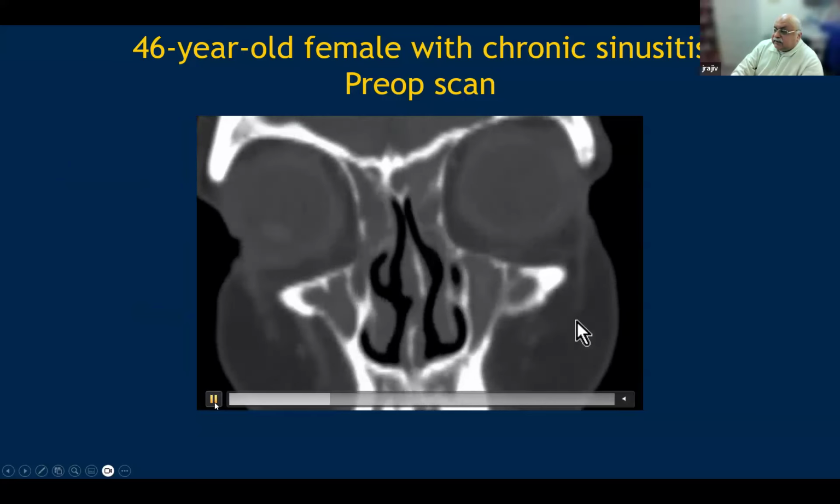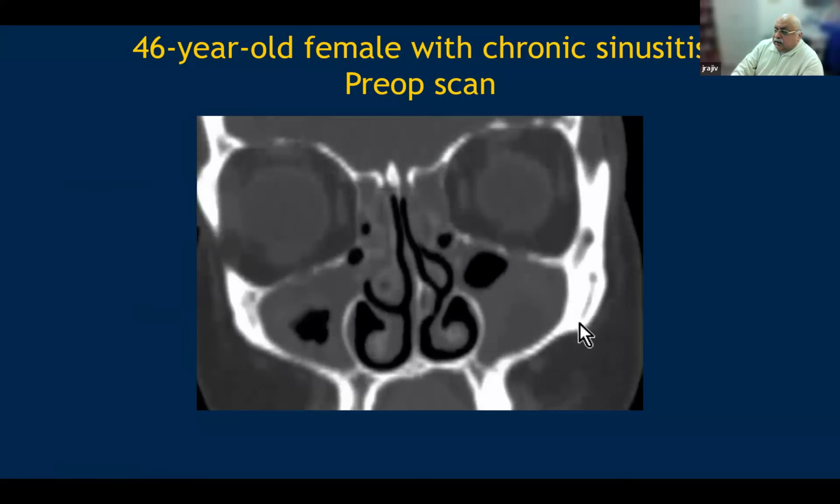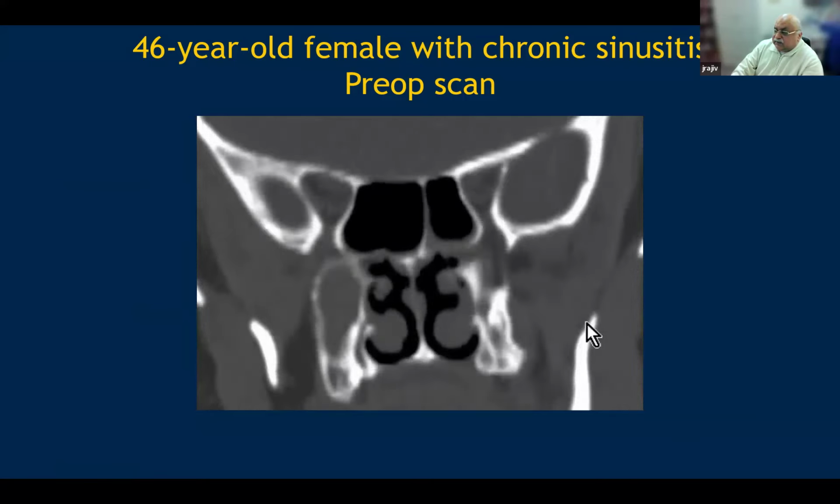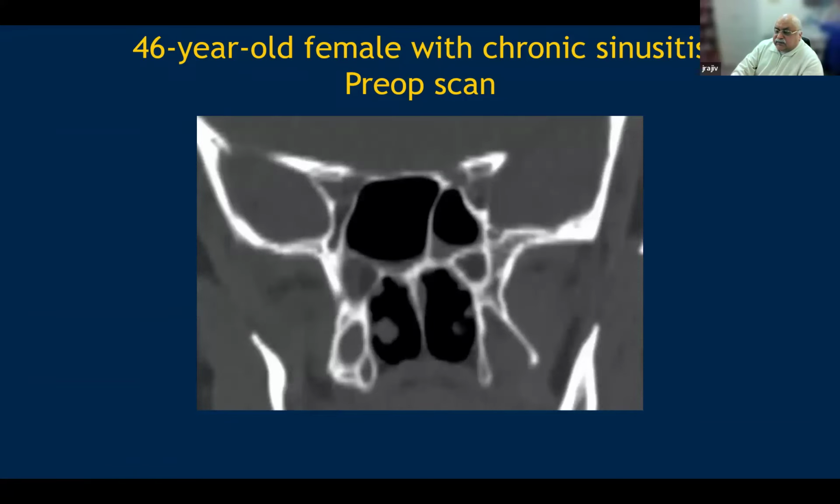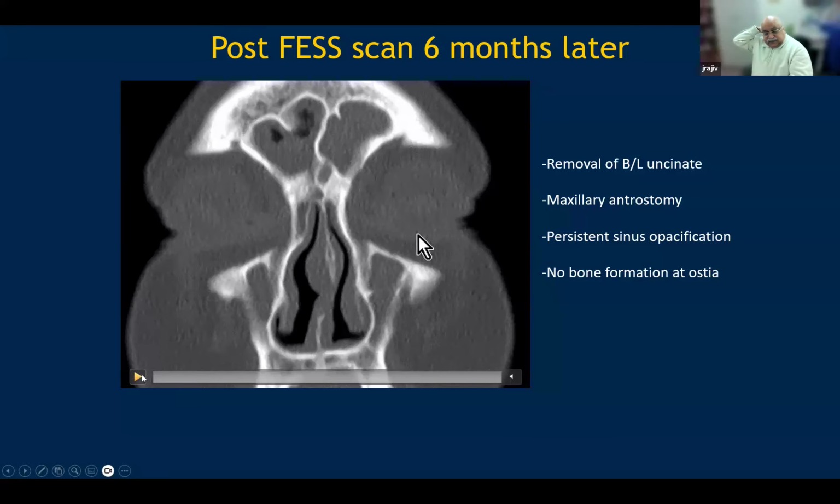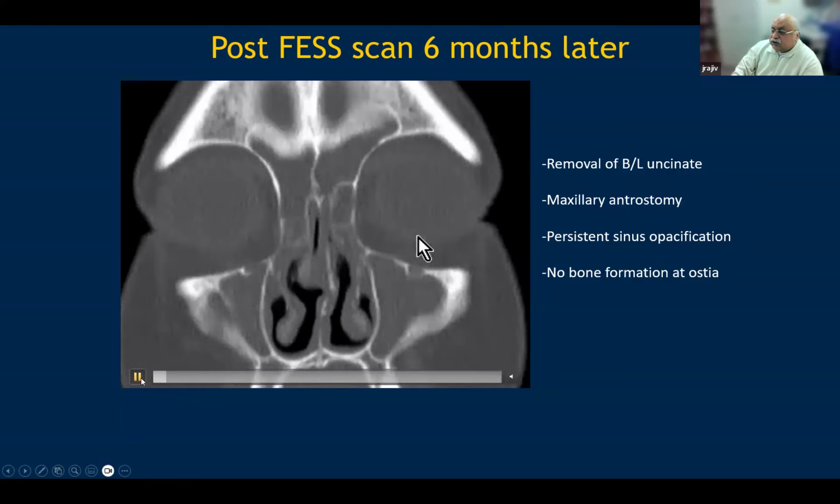So here we can see a patient who has got extensive mucosal disease, and you can see the opacification of the maxillary sinuses and the fluid levels within the sphenoid sinuses. So what they have done here is there's bilateral uncinectomy, there is maxillary antrostomy and persistent sinus opacification, but no bony formation of the ostia. Remember, it's an inflammatory process and there's osteitis, and that is the reason why you have new bone formation which occurs. I'll show an example here.